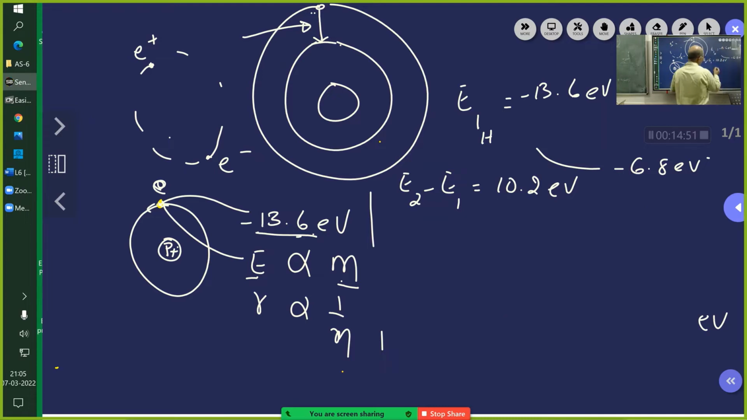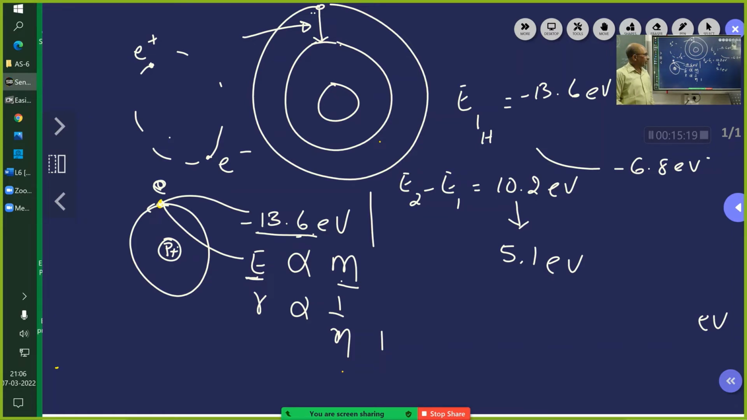It is going to become half of it. In this case, the mass is reduced. E is proportional to M. In this case, with the reduced mass, E is proportional to M by 2, so this will also reduce to 50%, which is 5.1 electron volts. Got it?